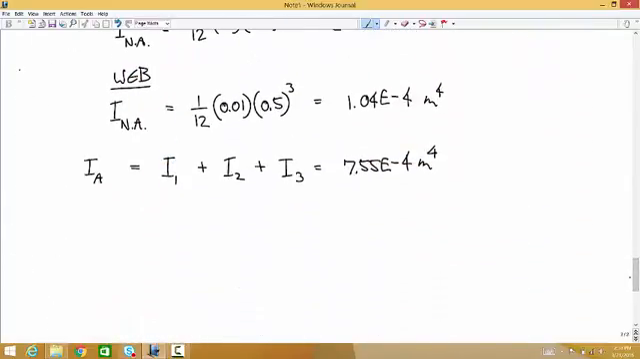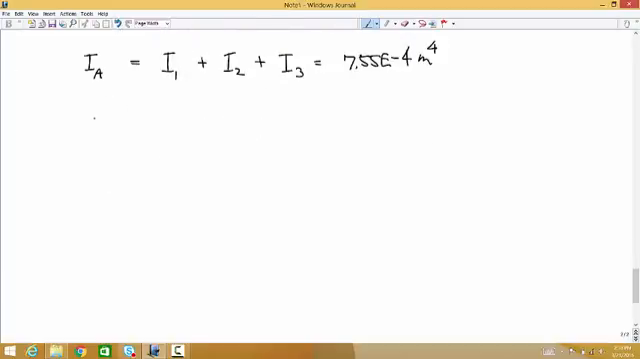Okay, so now we have that. We can finally go to, so finally, the stress due to the internal bending moment in a beam.